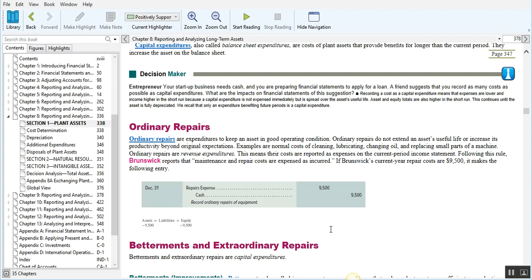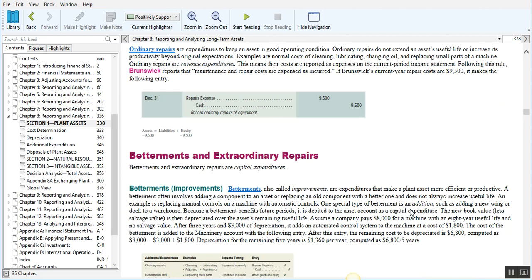You're not improving the machine. You're basically restoring it to its previous capacity by changing a part. For example, if you had a machine and the belt broke, you go out and change the belt. That's a repair expense. In my experience, probably the largest repair expense I've ever seen was on a CAT scan machine, where they had a CAT scan tube go out and they had to replace it, and the CAT scan tube was $100,000. But that was a repair expense because it did not improve the machine. It just basically made it work the way it was intended.